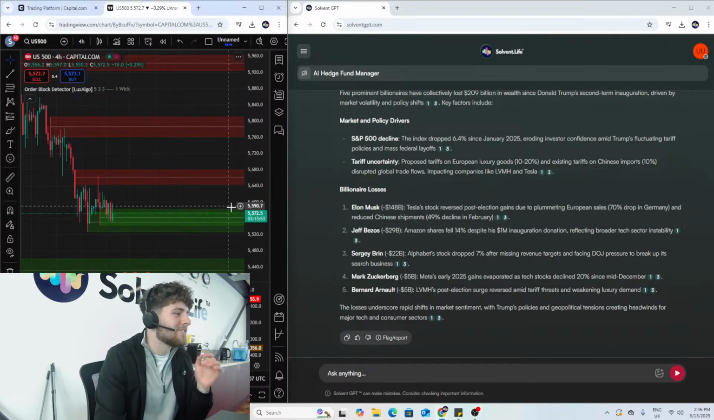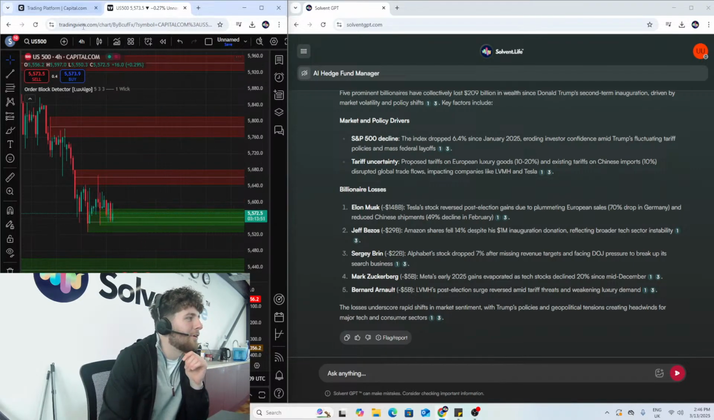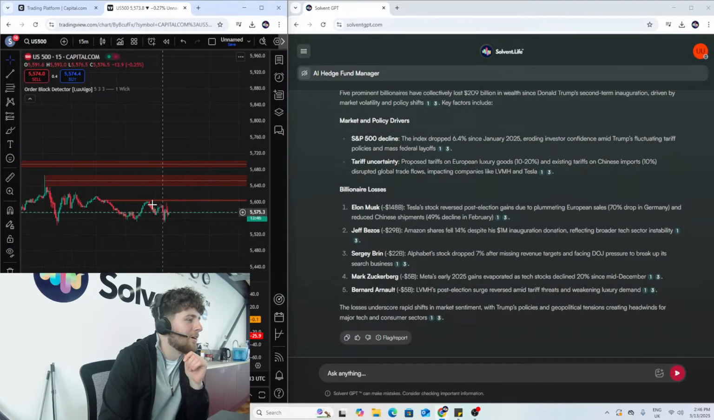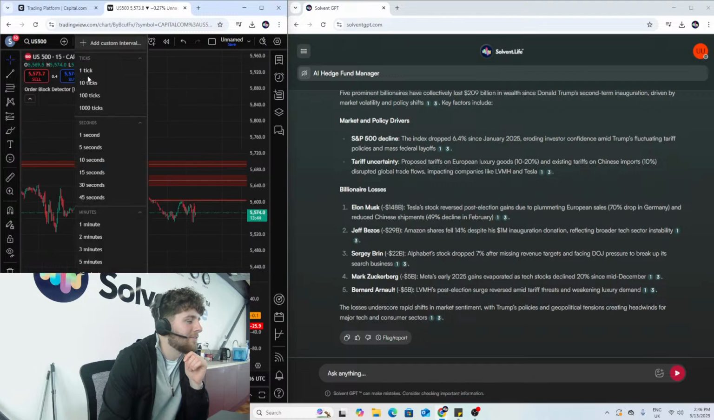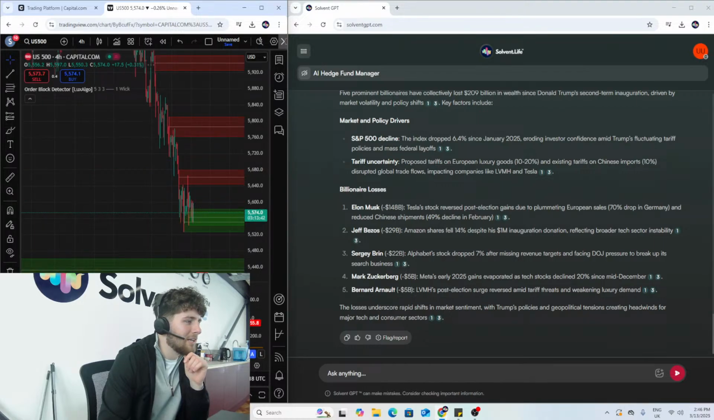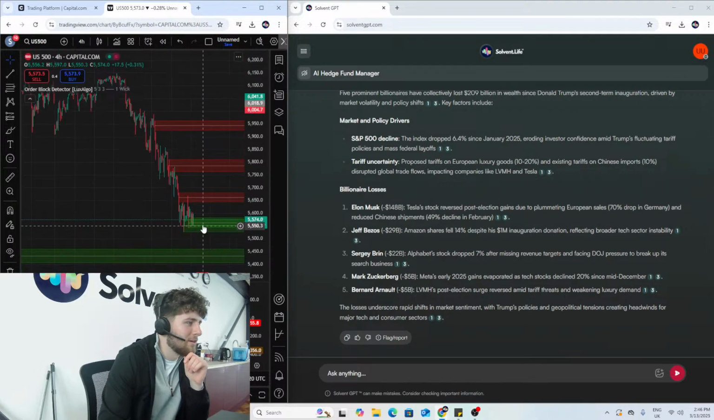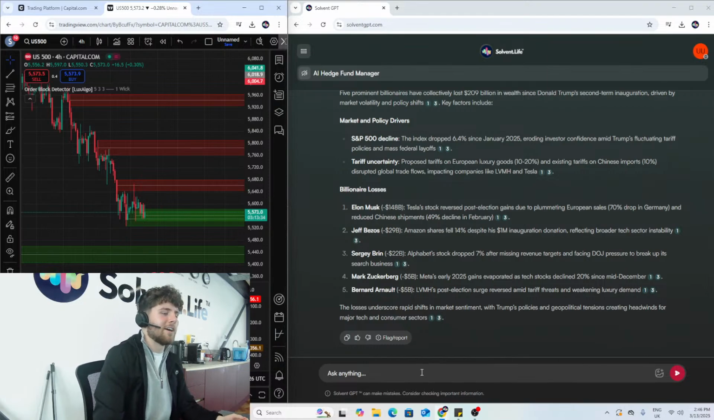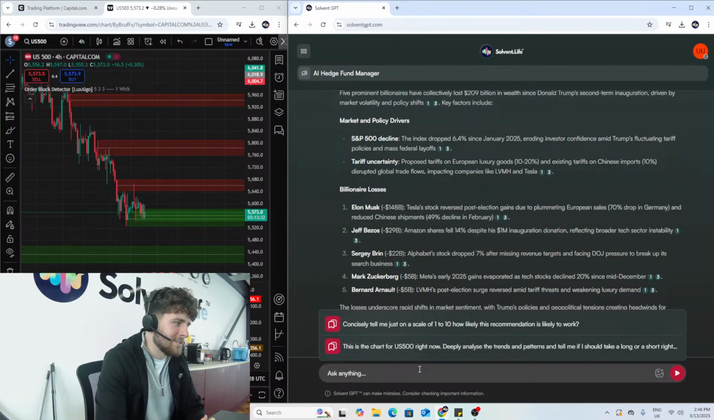Right, US 500, slowly approaching the 5,800 mark that we were talking about. I really do actually like the 4 hour. I think it's a really good way of looking at the chart. So yeah, that's what the GPT has to say on why 5 chosen billionaires have lost so much in total, and that is a very significant amount.